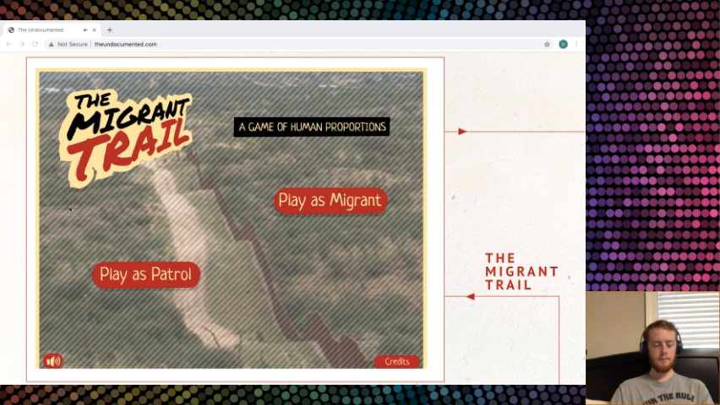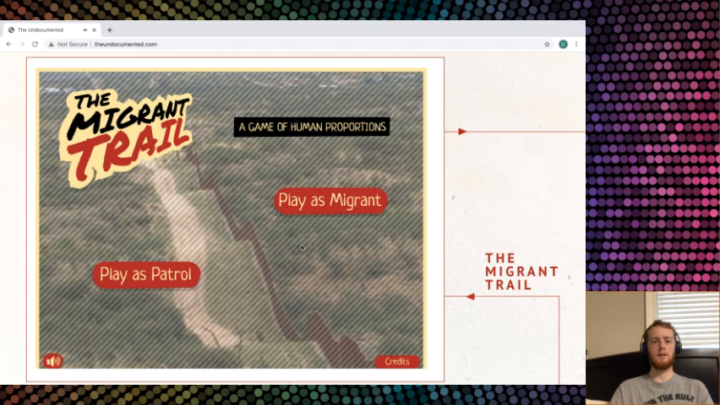So the goal of this game, as in this game, you can either play as a migrant, as you can see here on the screen. You have two options: play as migrant or play as patrol. As a migrant, you will be traveling from Mexico through the desert into America, or Arizona. And you'll be facing some hardships along the way.